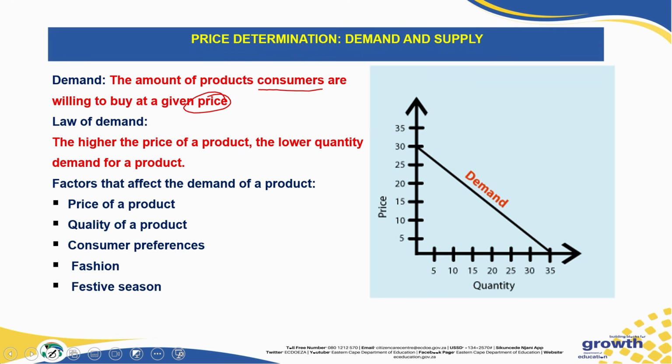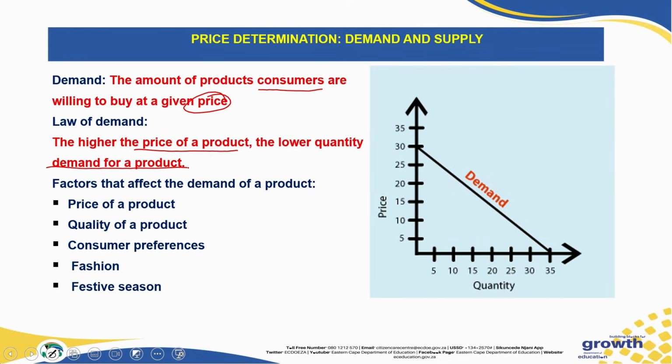Then when we state the law of demand, we say the higher the price of a product, the lower the quantity demanded for that product. For example, here's a graph that shows the law of demand. If the price of a product is high, consumers will not buy much of that product. And the lower the price of a product, the higher the demand. Once the price of a product decreases, consumers will buy more of that product. That's what the law of demand states.